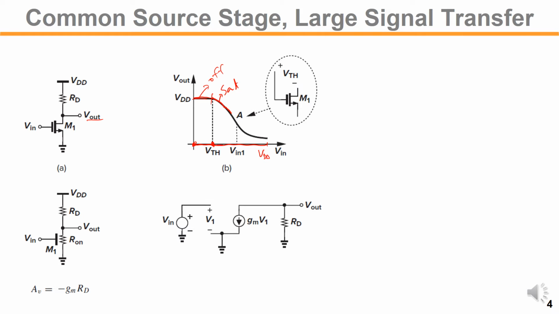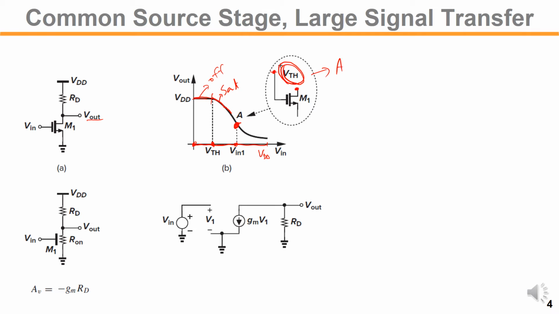As we bring this input voltage higher and higher, the output node will go down until, at that point A, the input gate voltage is high and the drain voltage is just below the VTH, below the gate voltage.